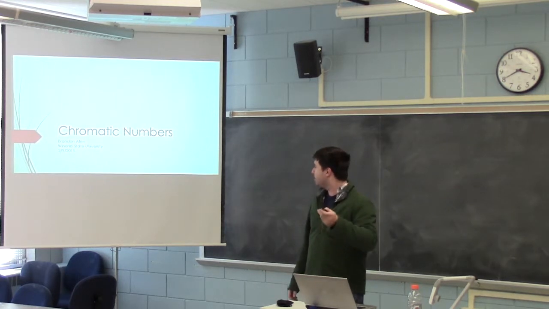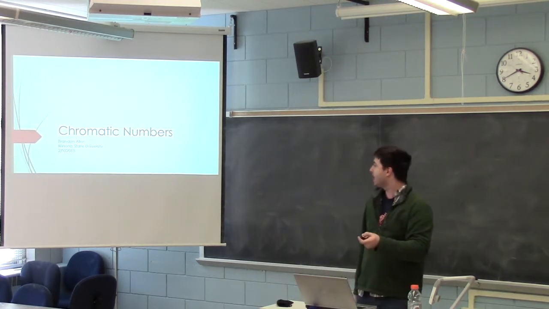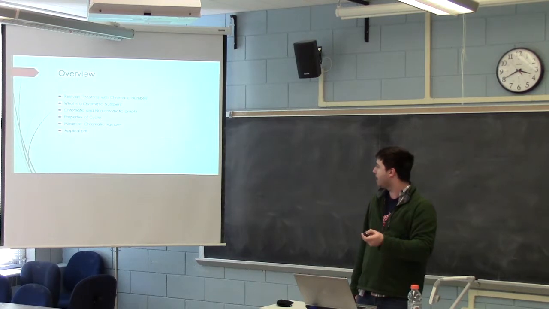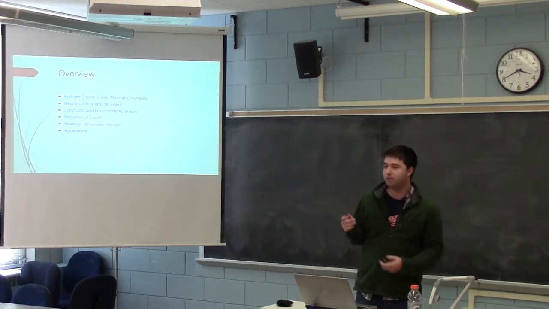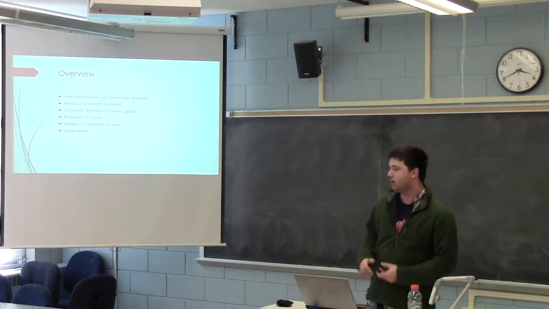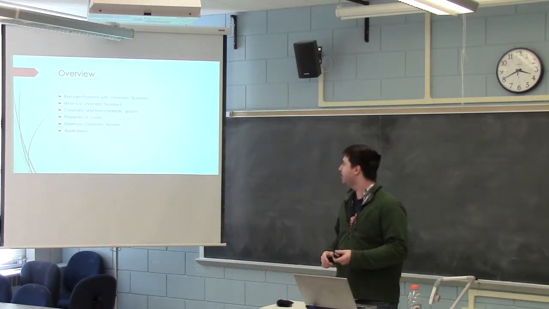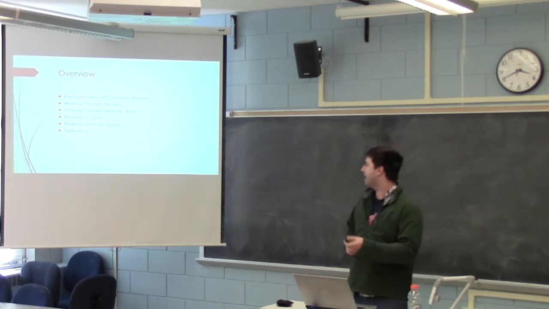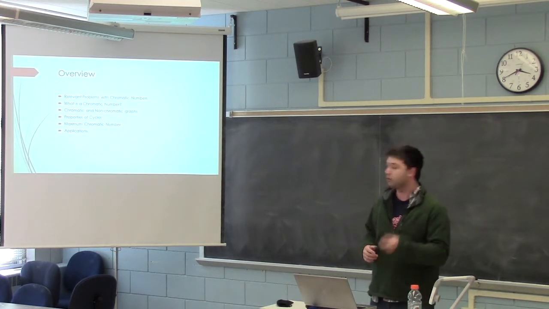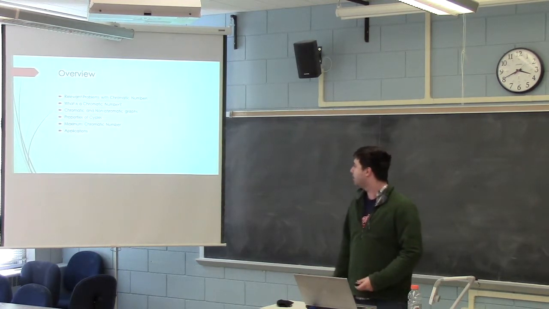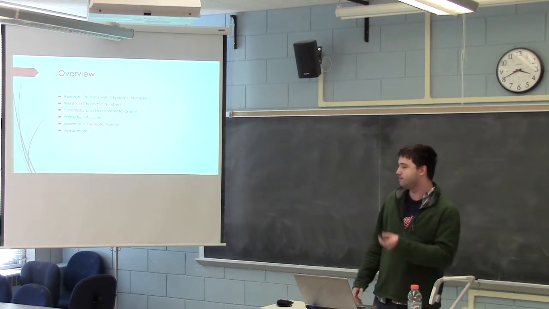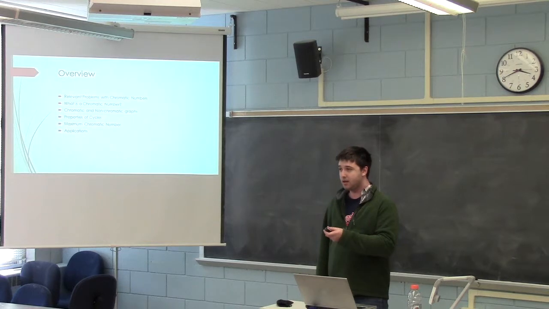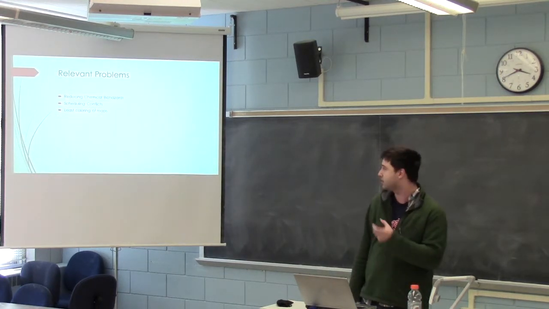So chromatic numbers deal with graph theory, and we'll see why here. We will go over the relevant problems with chromatic numbers, what a chromatic number really is, and chromatic and non-chromatic graphs. So there's a difference, right? There are properties and cycles of chromatic graphs, and there are maximum chromatic numbers, and there are applications to chromatic numbers, like I've stated previously.